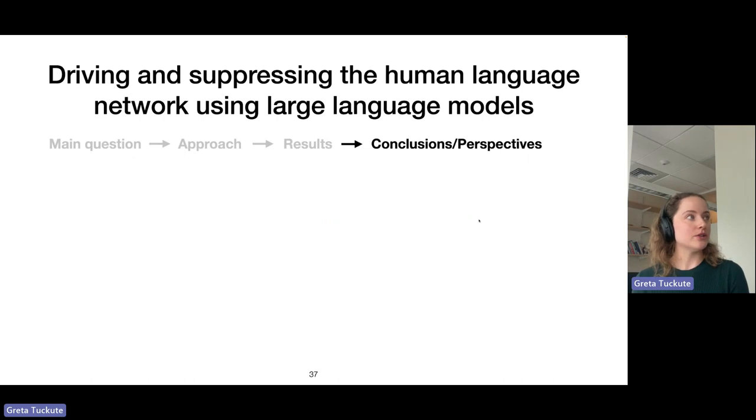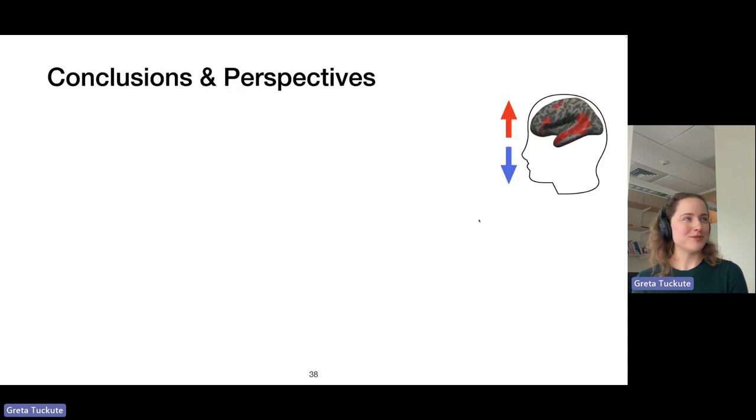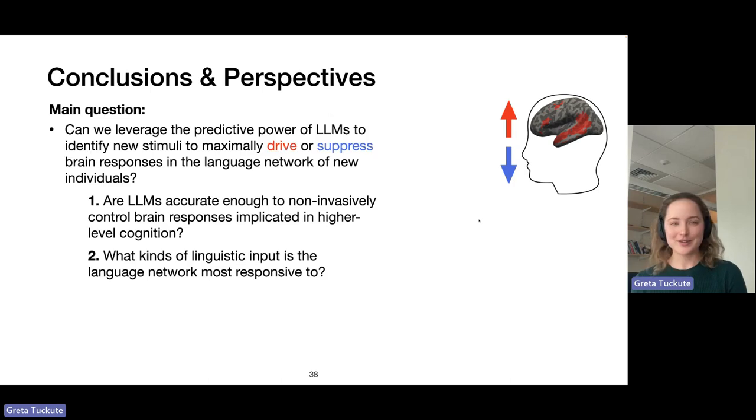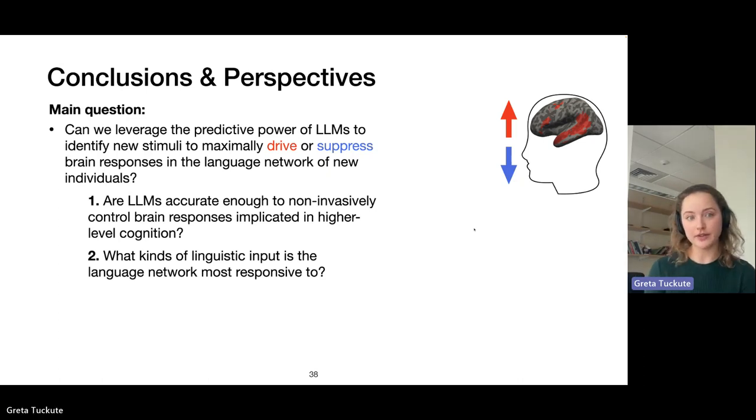And by that, I want to provide a few conclusions and perspectives. And here I'm putting up the initial main question slide that I had. And for the first sub-question, are LLMs actually accurate enough to non-invasively control brain responses implicated in higher level cognition, such as the language network? We saw that yes, they actually are. We are able to use these models as tools to generate stimuli that can drive or suppress brain responses.